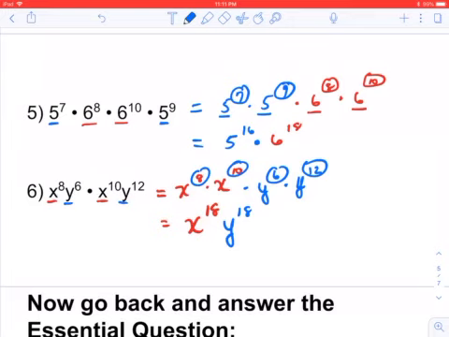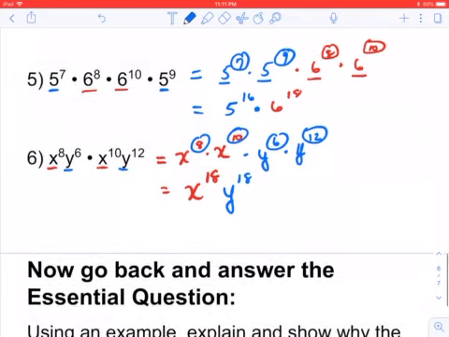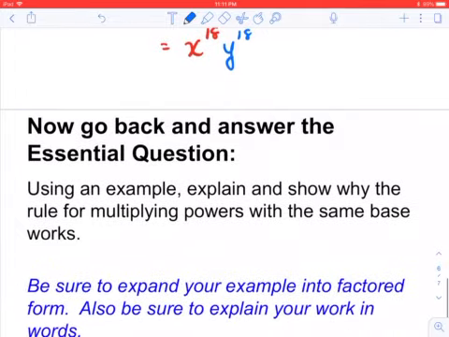Okay, so that's how multiplying powers with the same base works. You may want to go do your IXL first, because that will help you to kind of reinforce this, and then go back and answer your essential question for me.